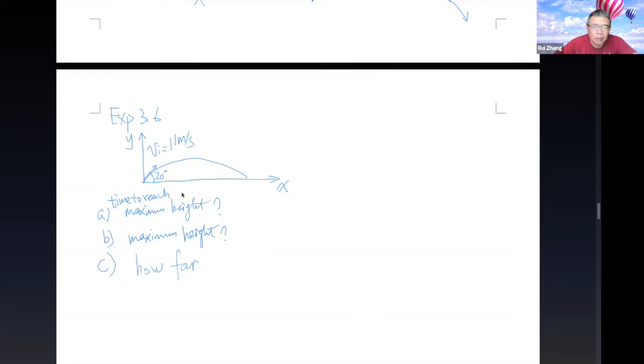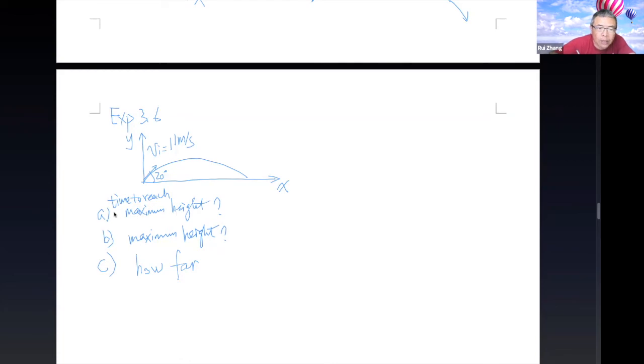But we have two directions now, okay? We have an X direction and a Y direction. Now, again, remember, nobody can solve a two-dimensional problem, at least I cannot, without breaking it down into components. You have to look at the components. And it's important to know, when it's asking you a question, which direction it is asking about, the X direction or the Y direction, okay? So in this case, the maximum height certainly refers to the Y direction.